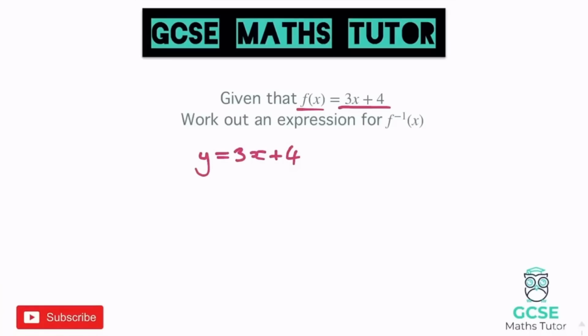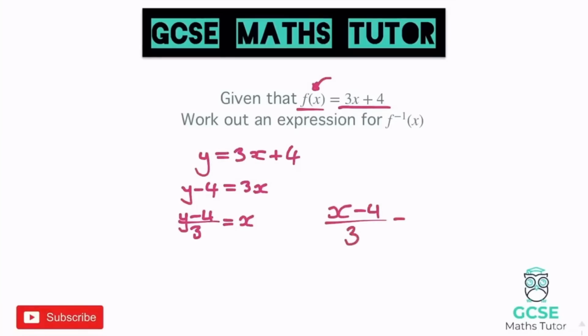Obviously it's just rearranging equations, so you can always have a look at my video on rearranging equations. Minus 4 from both sides would leave you y minus 4 equals 3x. Then to get x as the subject, we divide by 3, and we get y minus 4 all over 3 equals x. The y is only there to help me rearrange it, because f of x isn't a very nice piece to rearrange. Now we swap the x and y over to put the x back in, and that leaves us with x minus 4 over 3, which equals the inverse function of x.